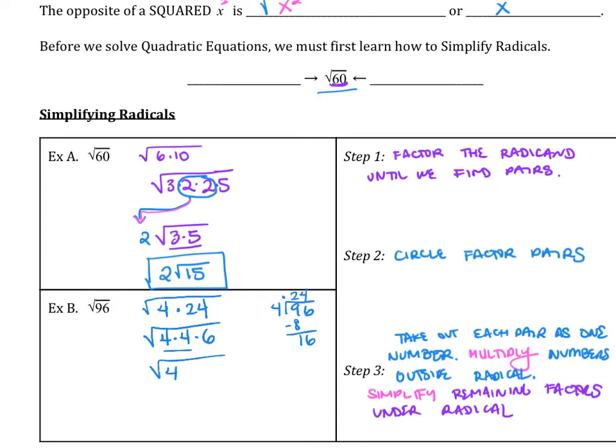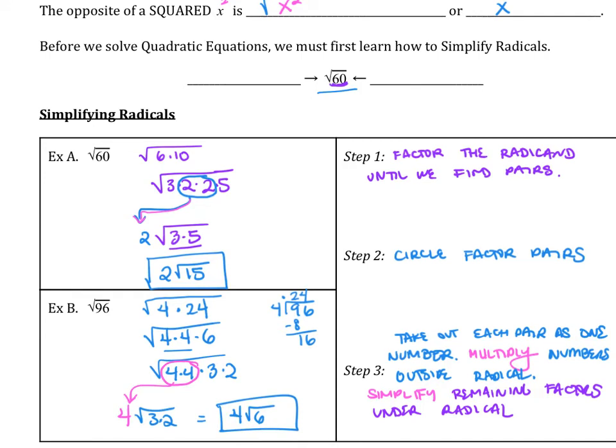Now I'm going to leave the 4 times 4 alone. 6 we could break down to 3 times 2, but maybe you see that we don't have to do that, because 3 times 2 will not give me another pair. So that's going to stay the same. Let's circle our pairs. The pair we have is 4. It comes out as a single 4. So it's 4 square root of what's left, 3 times 2, so the final answer is 4 square root of 6.